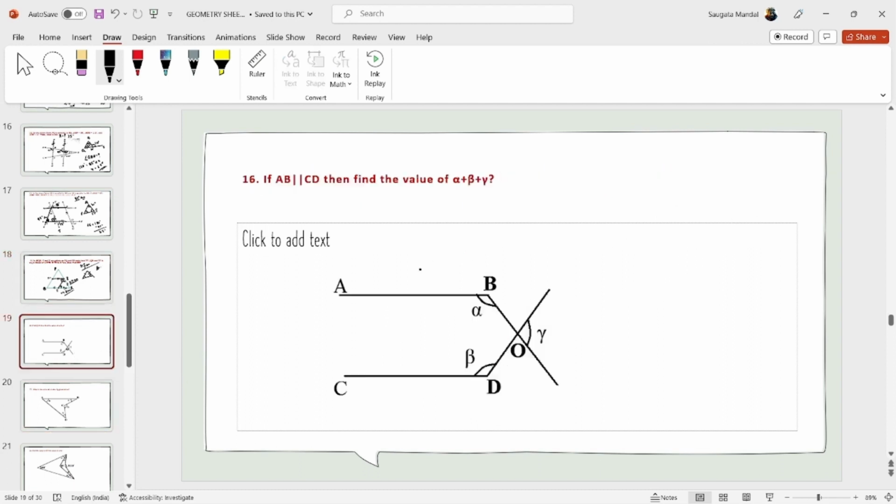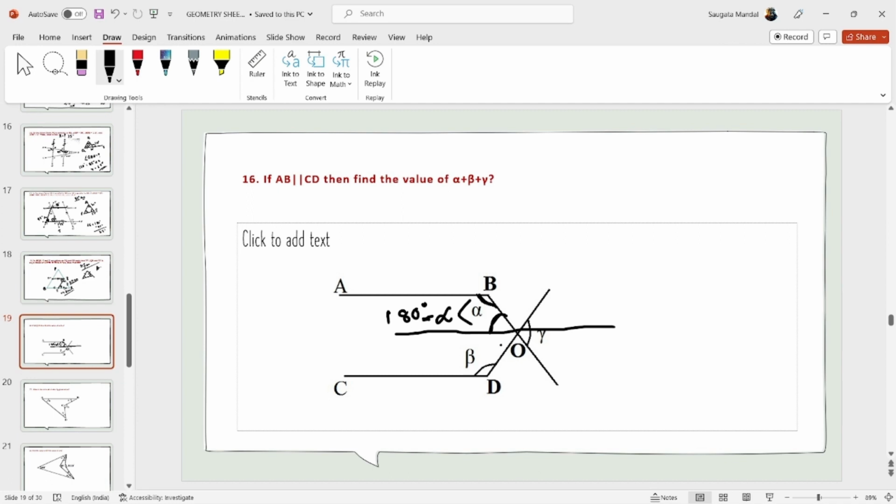Next question. If AB and CD are parallel to each other, find the value of alpha plus beta plus gamma. Now draw a line parallel to AB and CD, and you can easily say that these two angles are called allied angles. That means the sum of these two angles is 180 degrees. That means if one angle is alpha, the other angle must be 180 degrees minus alpha.